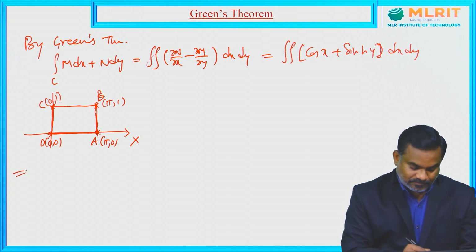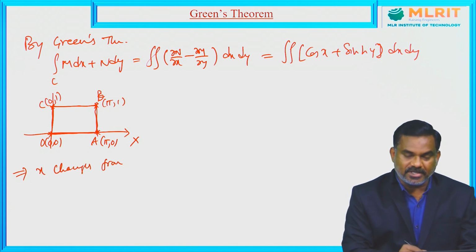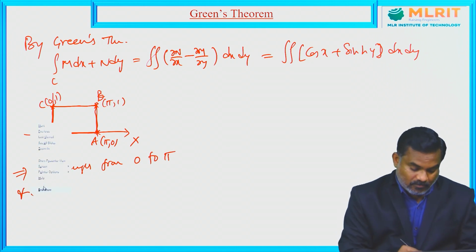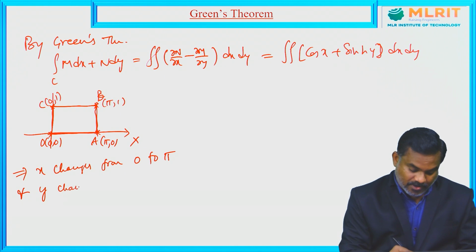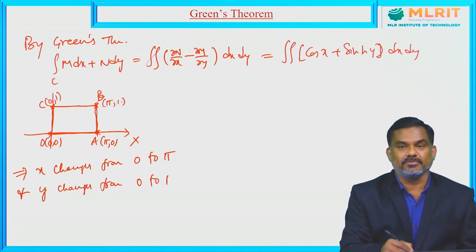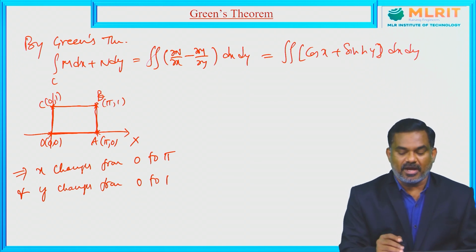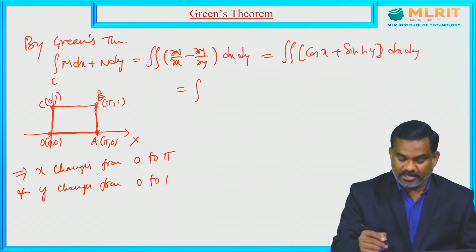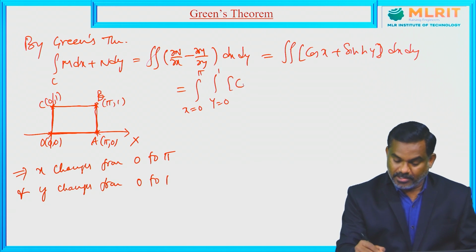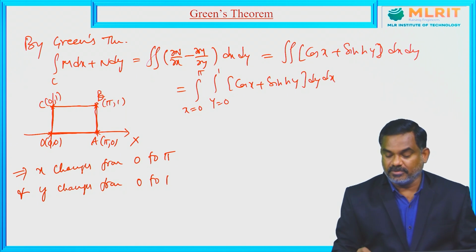Here I can say x changes from, here what is the value of x? 0 to pi. And y changes from 0 to 1. The value of y is 0 and the maximum it reaches is 1. So we can obtain direct limits so that we can evaluate the double integral in an easy way. So x from 0 to pi, y from 0 to 1, integral of cos x plus sinh y, first with respect to y, then with respect to x.